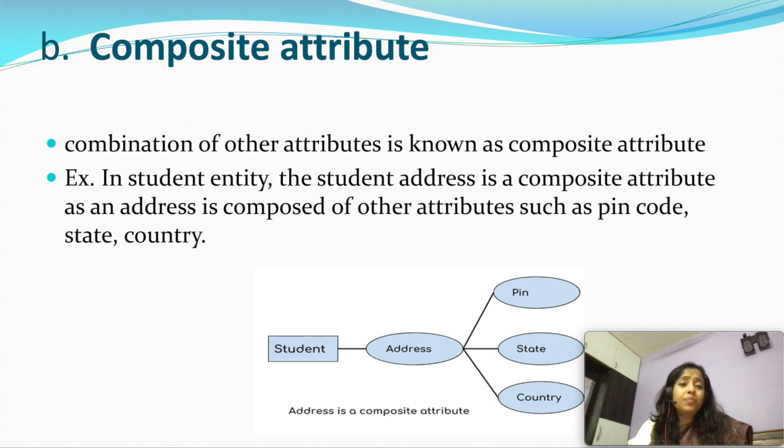Now we have the composite attribute. I was just now talking about the exception, right? Here you can see that address can be again subdivided into PIN, state and country. So it's a combination of other attributes, right? That's why the address is called composite attribute here.